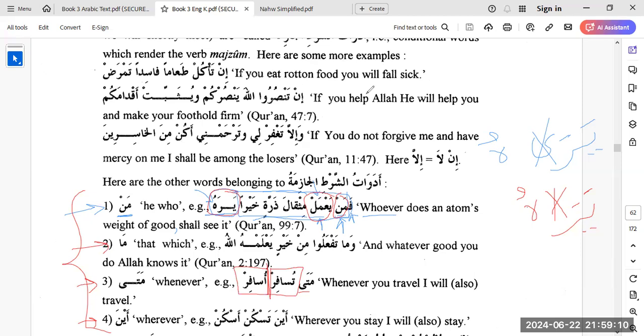All right. So, and we have ma. وَمَا تَفْعَلُوا مِنْ خَيْرٍ يَعْلَمُهُ اللَّهُ. So you have وَمَا تَفْعَلُوا مِنْ خَيْرٍ. So this is our condition here. First part of the sentence, and this is the second part of the sentence.